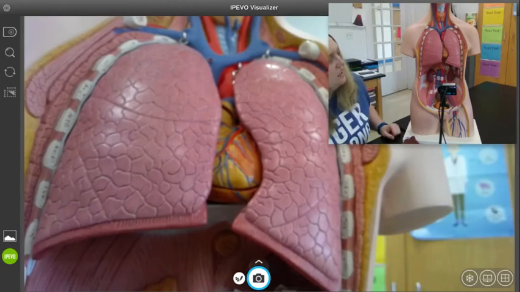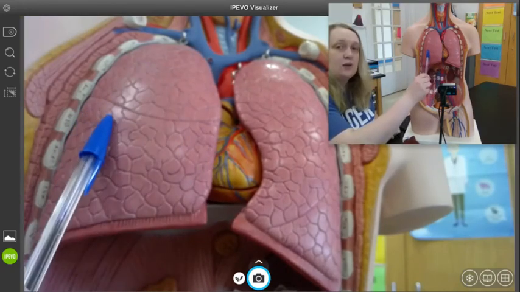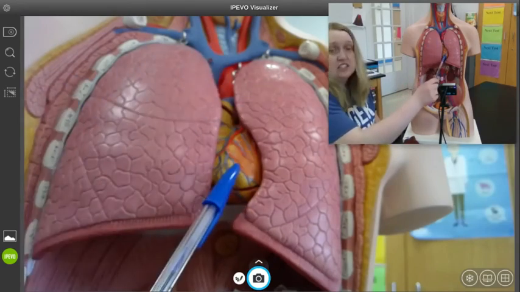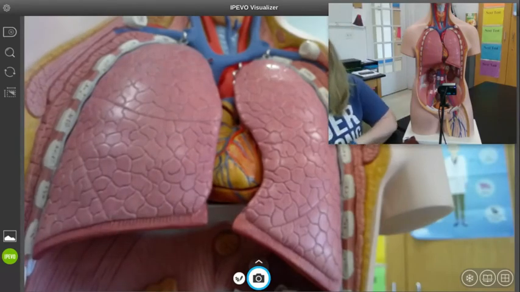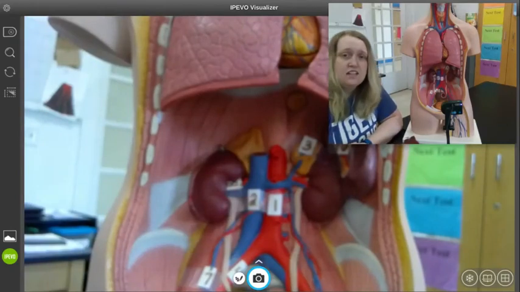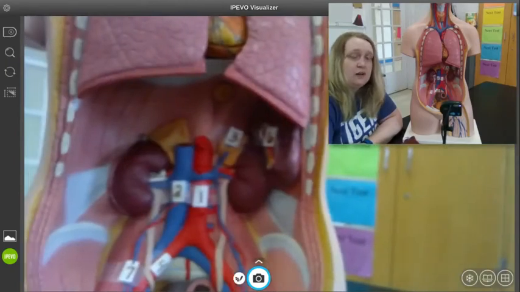So the first thing, I'm talking about the heart and the lungs. So the question is, the heart is blank to the lungs. It's either medial or lateral. The heart is blank to the lungs. Right here, this is the diaphragm. The diaphragm is going to separate what two body cavities?